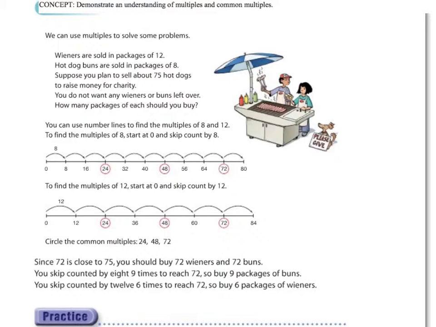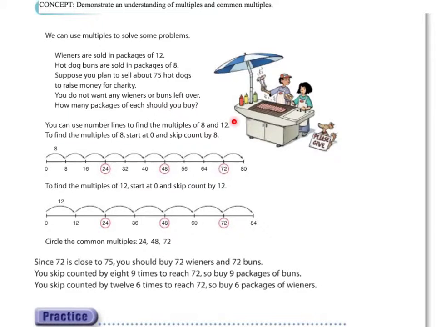Multiples become really important in solving problems. We often use multiples to solve problems. For example, here we have a problem. Wieners are sold in packages of 12. The buns, the hot dog buns themselves, are sold in packages of 8. So if we want to sell 75 hot dogs, we do not want any wieners or any buns left over. How many packages of each should we buy?